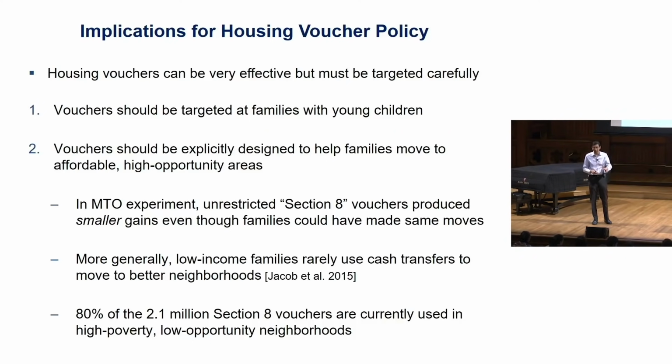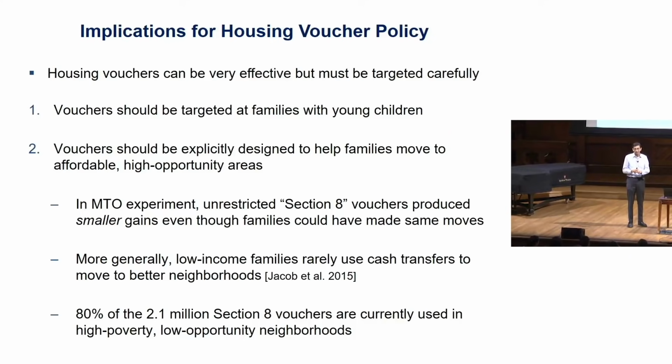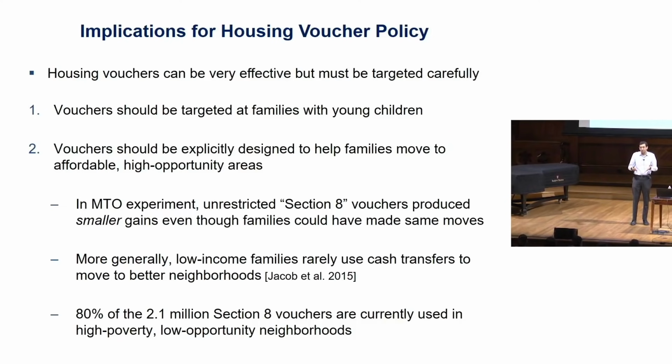They did not go to places like Wakefield. But they could have gone to Wakefield if they wanted to, right? They had exactly the same financial assistance as the people who ended up going to Wakefield and were in the experimental group. So in some sense, the experimental group was a strictly worse offer than the Section 8 unrestricted voucher, because you could have done the same thing as what the experimental people did. You just weren't forced to move to the low poverty area.